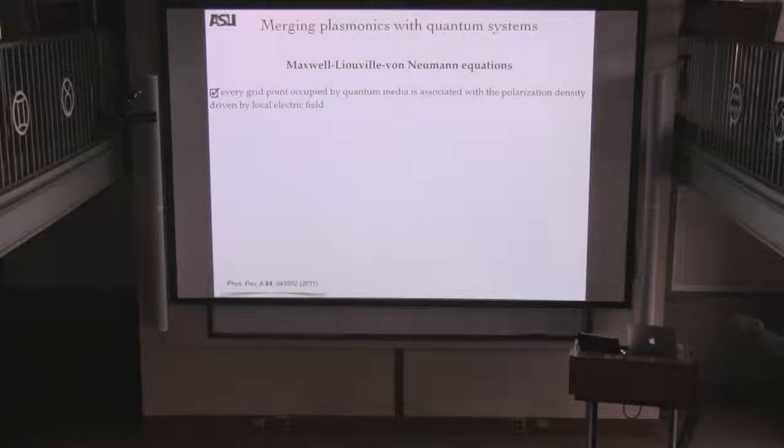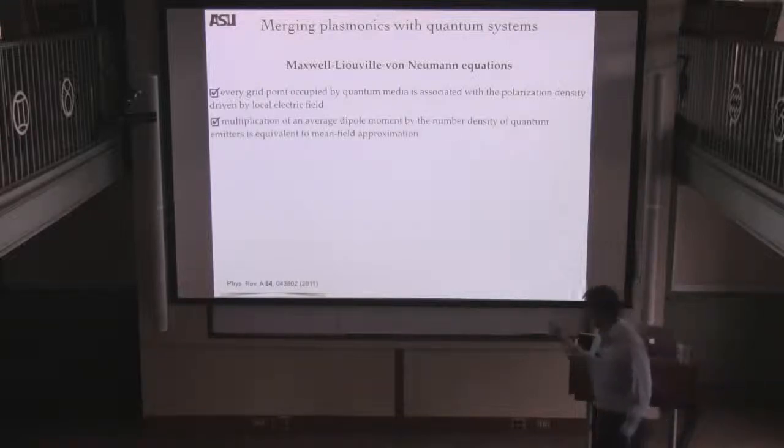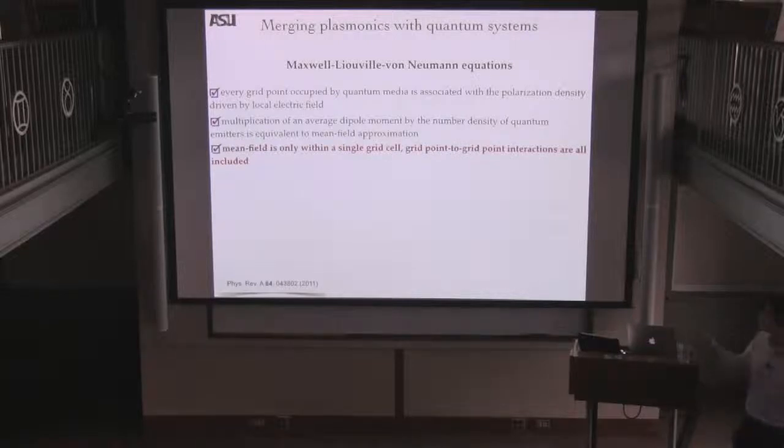Number 2, every grid point occupied by quantum media is associated with a polarization density driven by a local electric field. This local electric field is taken from Maxwell's equations, and we calculate the polarization, plug it back, and so on and so forth, self-consistently. Multiplication of the average dipole moment by the number density of emitters at a given point is equivalent to the mean field approximation, of course. But the mean field approximation is only within a single grid cell, which means that the grid point to grid point interactions are all included. If you have a quantum emitter here, it will radiate, and that radiation is taken into account in Ampere's law, and this whole thing is included in this scheme. Now, you can do much better than mean field.